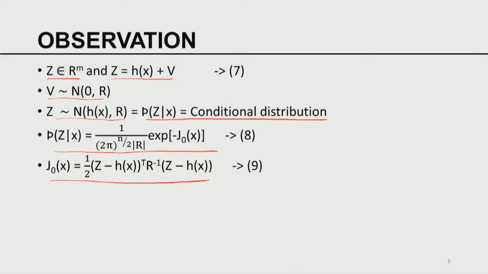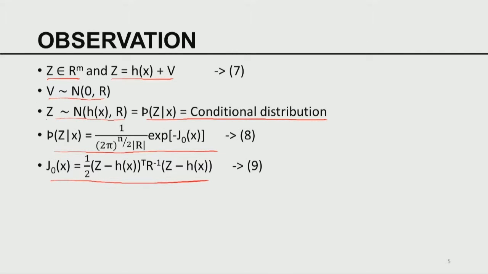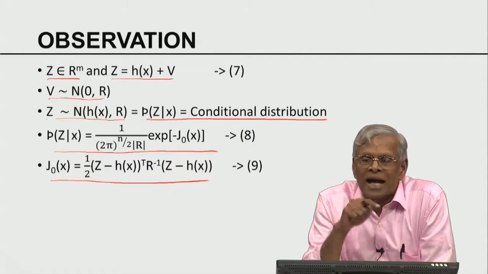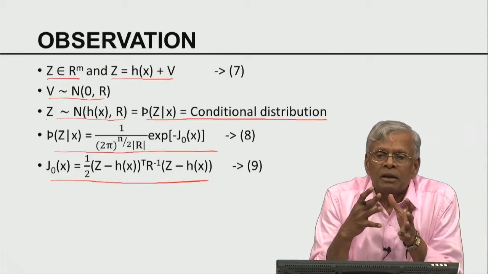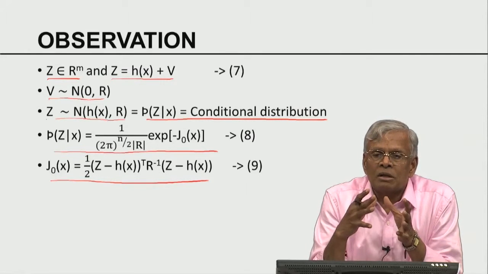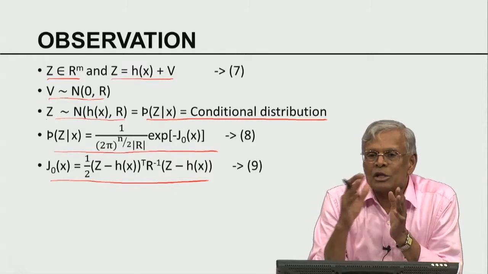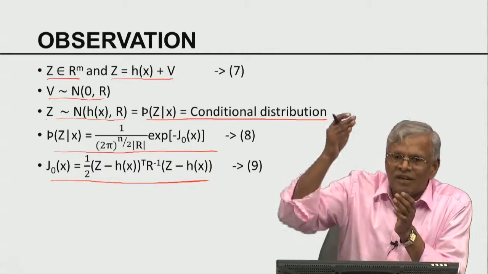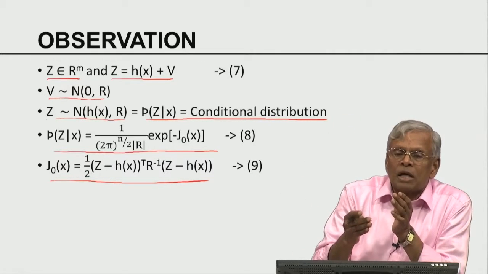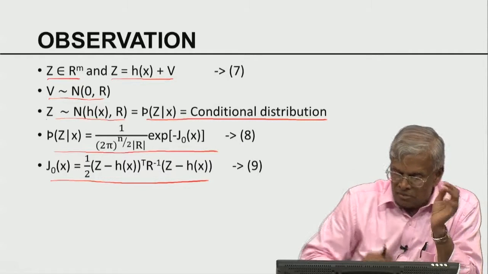You can see the relation between 5 and 6 and the relation between 8 and 9. So, 5 and 6 relate to the prior; the background is taken as the prior. What is the assumption here? The prior information is normally distributed with known mean and known covariance. Given X, the conditional distribution is given by 8 and 9.